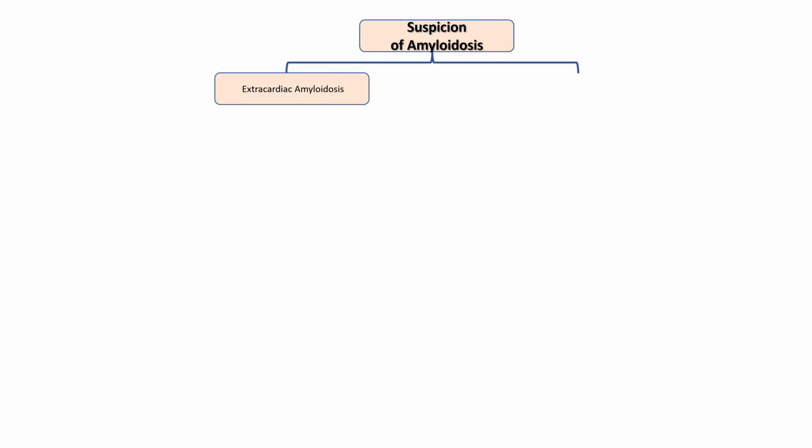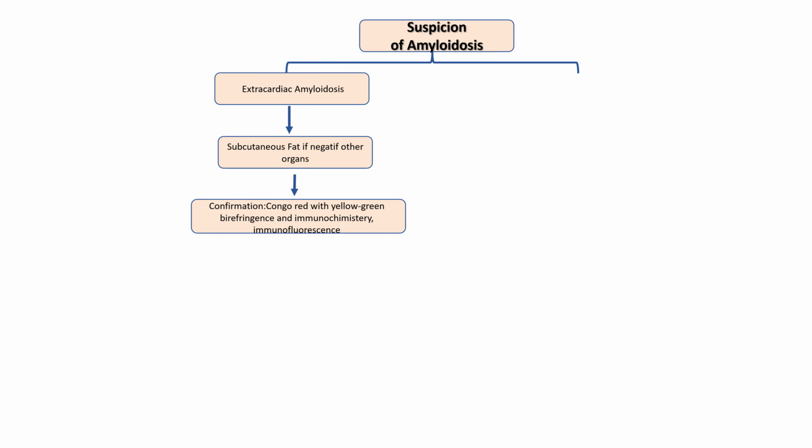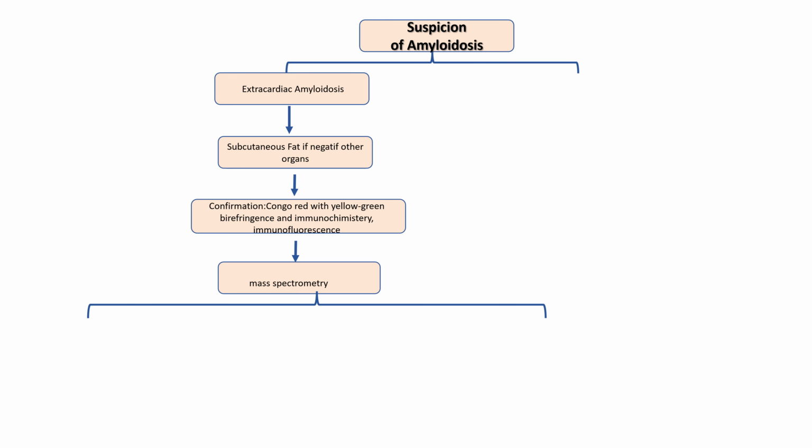When we suspect extracardiac amyloidosis, we can do a subcutaneous fat biopsy. If negative, other organs can be solicited for doing biopsy. After confirmation, Congo red with yellow-green birefringence and immunohistochemistry and immunofluorescence. If we can't get the name of the protein, we can do mass spectrometry.